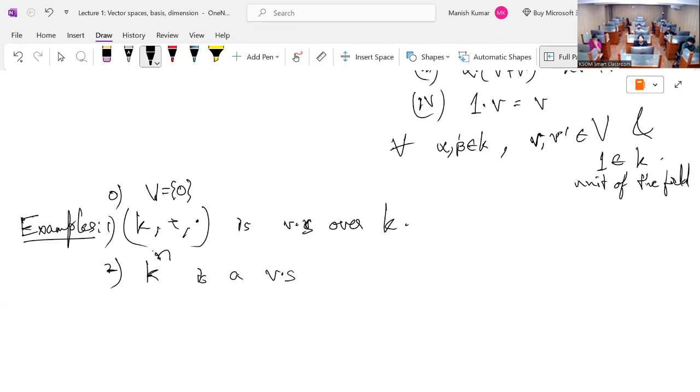K power n is a vector space, where you can think of it as n-tuples, and the scalar multiplication is component-wise.